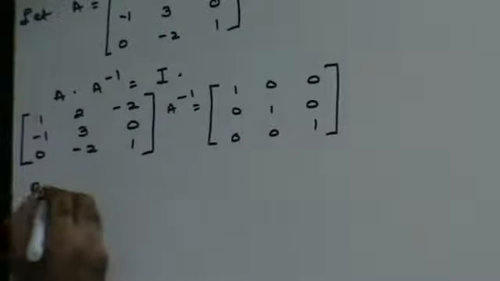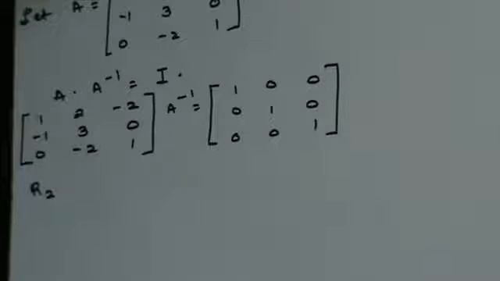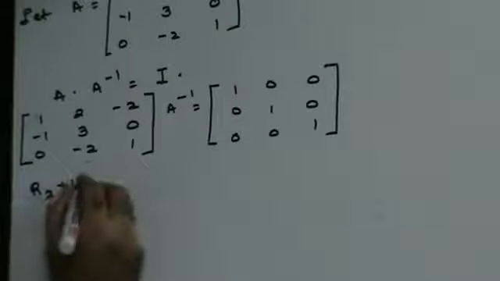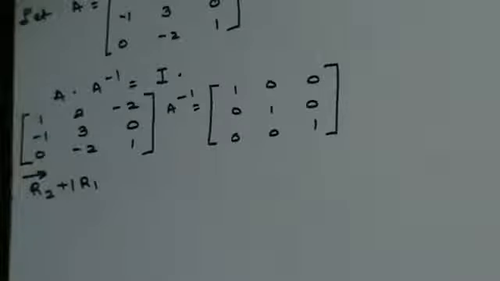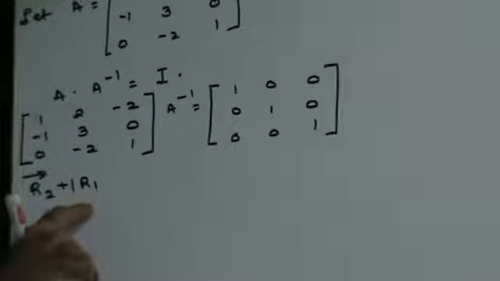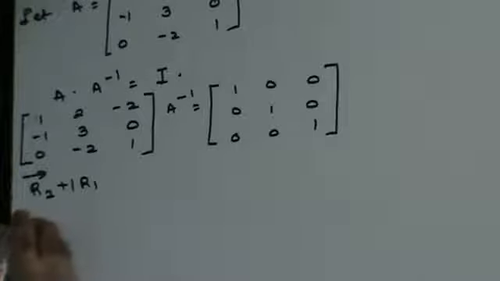I have to convert the number in position 1 as 1, it's already 1. Now I need to convert the numbers in positions 2 and 3 as 0. Position 3 is already 0. I want to convert the number in position 2 as 0. Where is the number? In R2. What is the number? Minus 1. What is the complement of minus 1? Plus 1. And I said that you have to use R1. So this is going to be R2 plus R1. That's how you frame the equation. So when you are in the first column, the second number that you will add or subtract has to be R1.